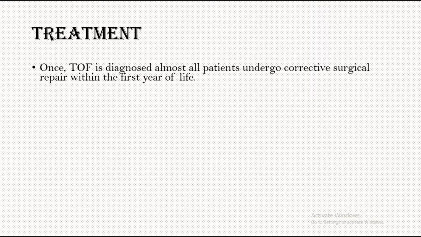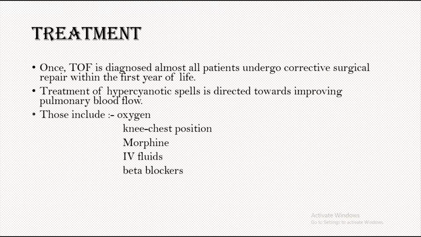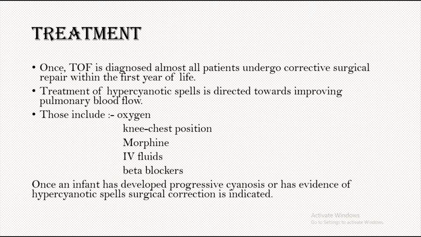Now let's talk about the treatment options, what can be the treatment options to relieve the symptoms of Tetralogy of Fallot or to correct the abnormality. Once TOF is diagnosed, almost all patients undergo corrective surgical repair within the first year of life. The treatment of a hypercyanotic spell is directed towards improving pulmonary blood flow. Those include oxygen, knee to chest position, which is the squatting position, morphine, IV fluids and beta blockers.